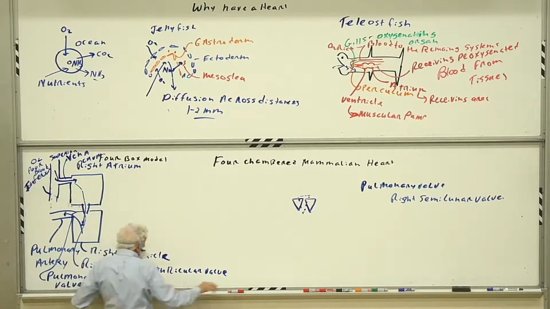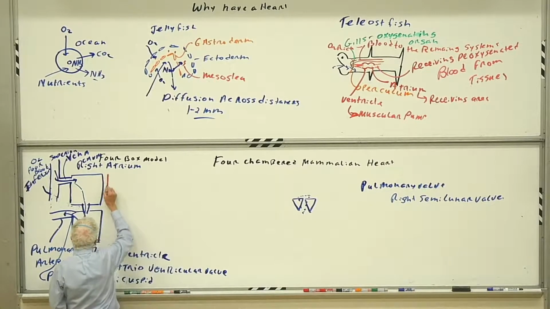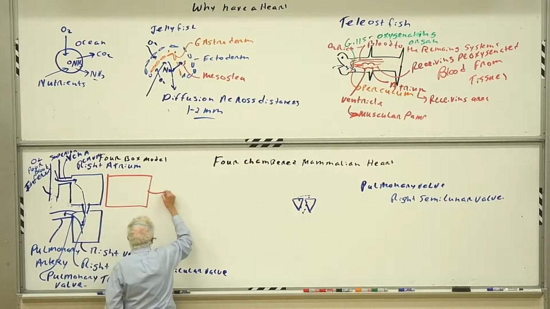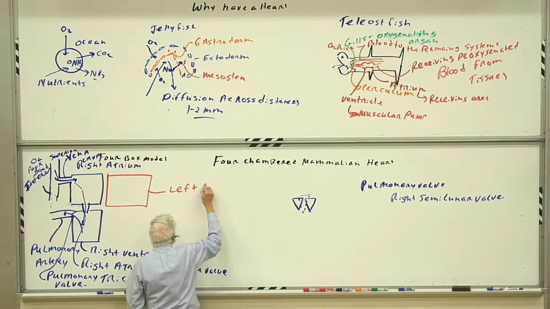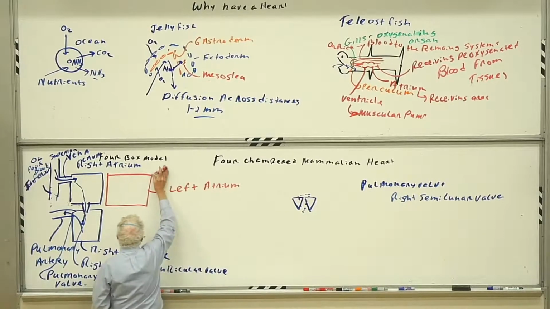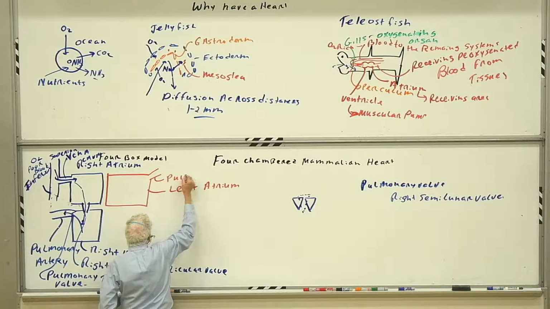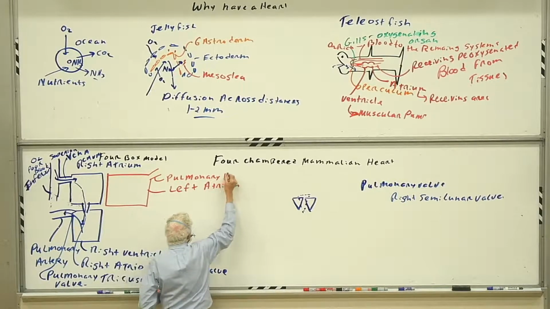Similarly, on the other side, we can look at the other two boxes, rather. This is going to be the left atrium. It's receiving blood coming from the lungs. I'm going to show this is a tube, and this is going to be the pulmonary vein.